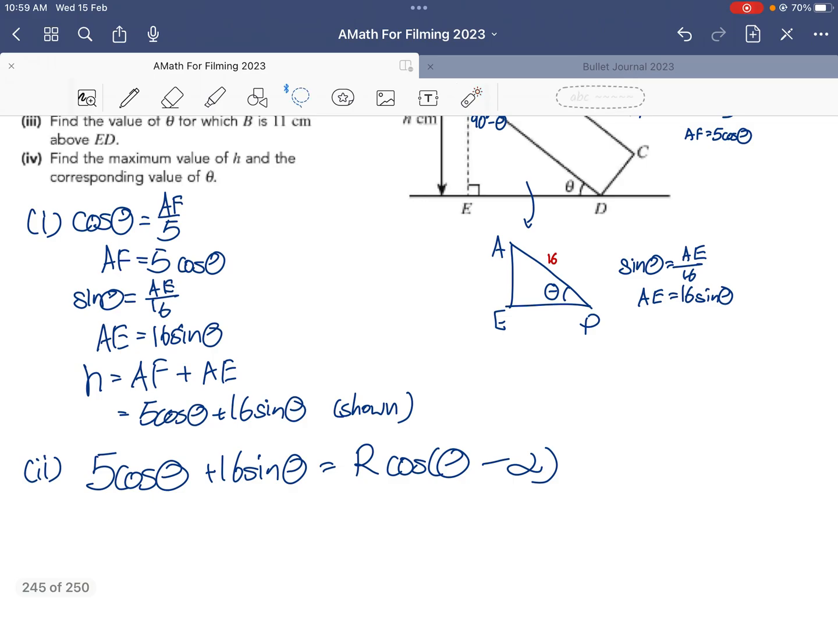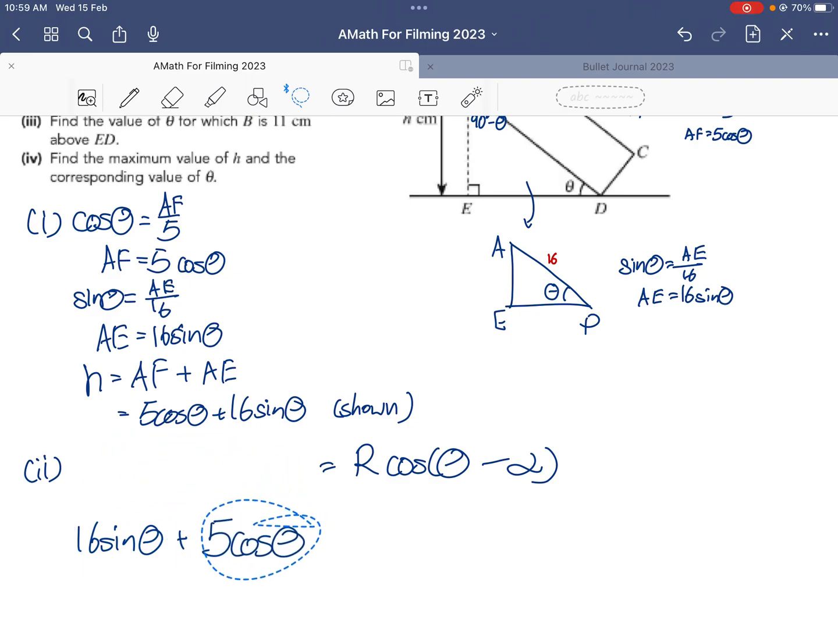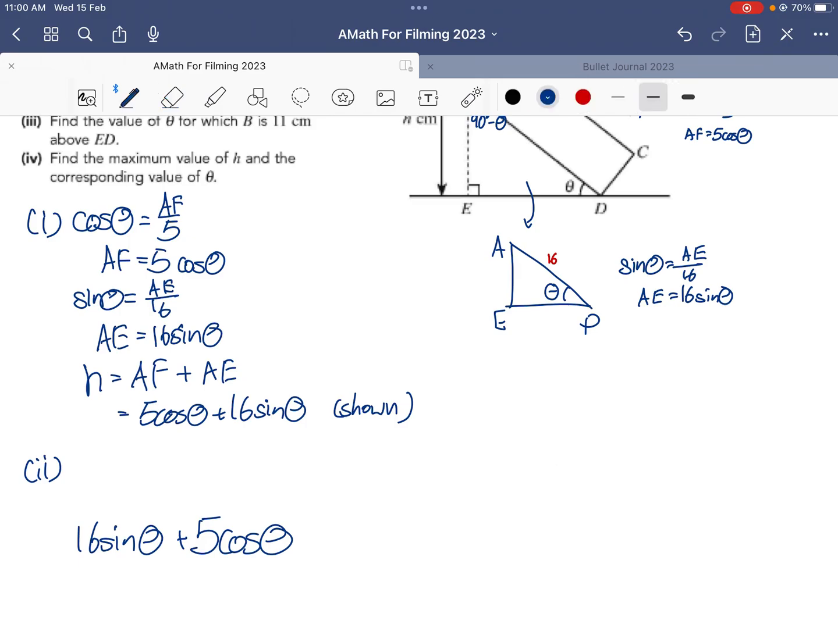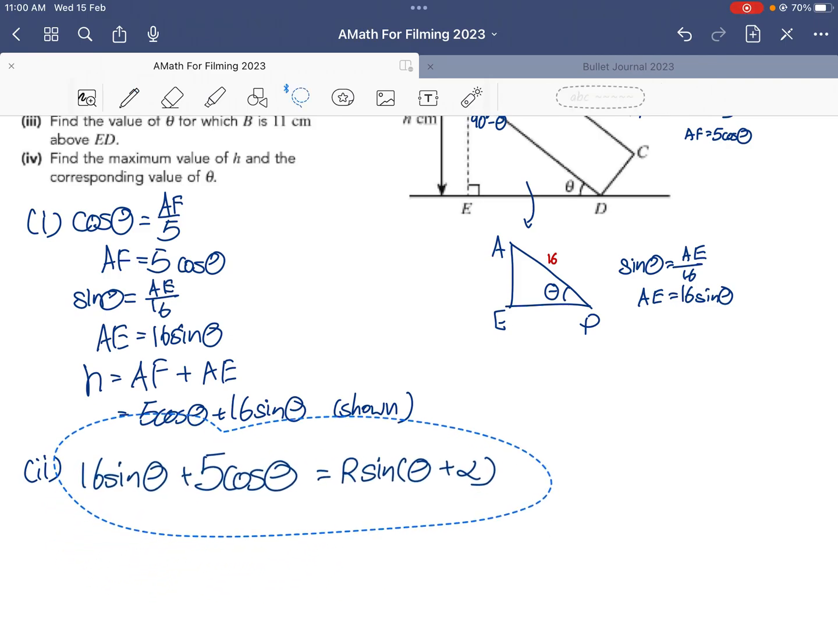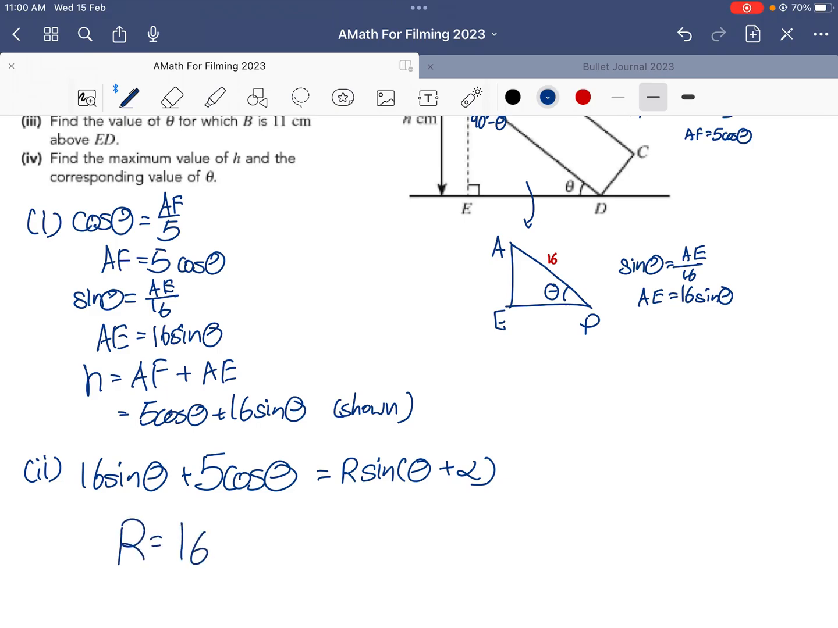So what I can do here is just do a bit of adjustment. I take 16 sine theta first, keep the plus sign, then the 5 cosine theta I shift, so I put the sine theta out front. If I put sine theta out front, this becomes r sine theta plus alpha, exactly what the book ordered. So my r value is the square root of 16 squared plus 5 squared, which is the square root of 281.